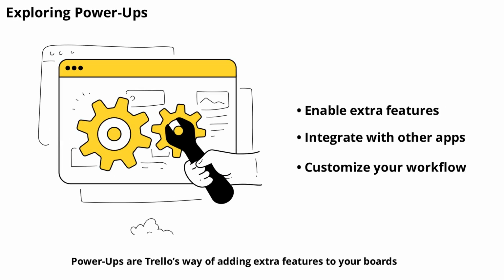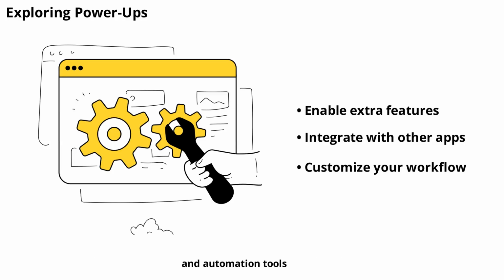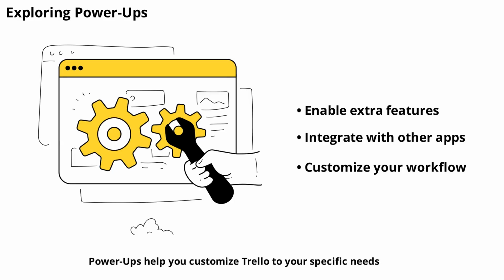Power-ups are Trello's way of adding extra features to your boards. You can enable calendar views, integrations with other apps, and automation tools. Explore the Power-ups menu to see what's available and activate the ones that fit your workflow. Power-ups help you customize Trello to your specific needs.